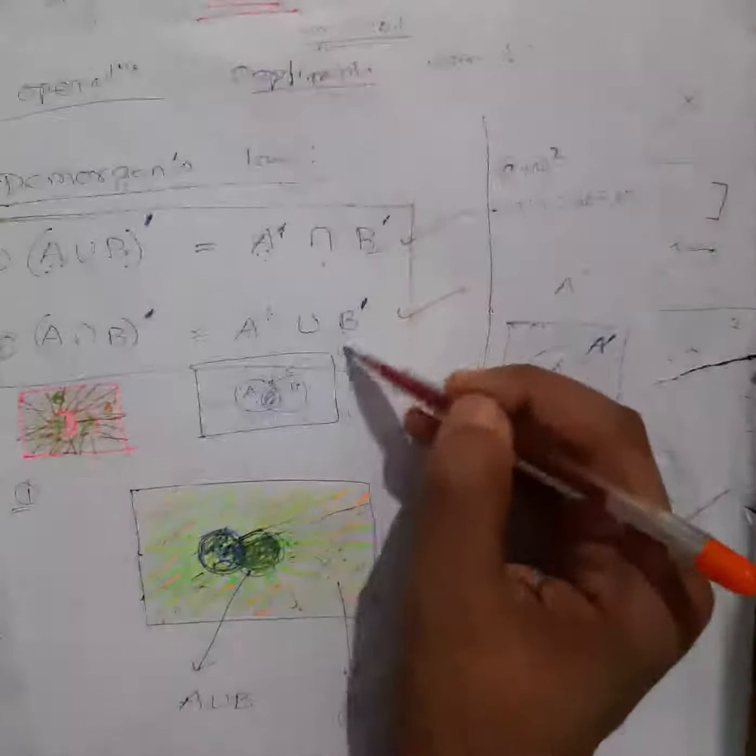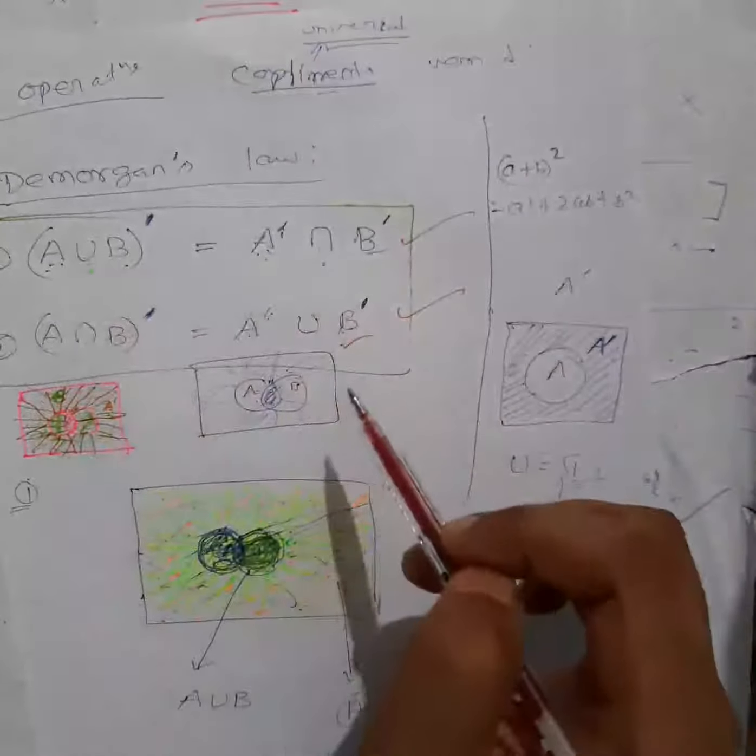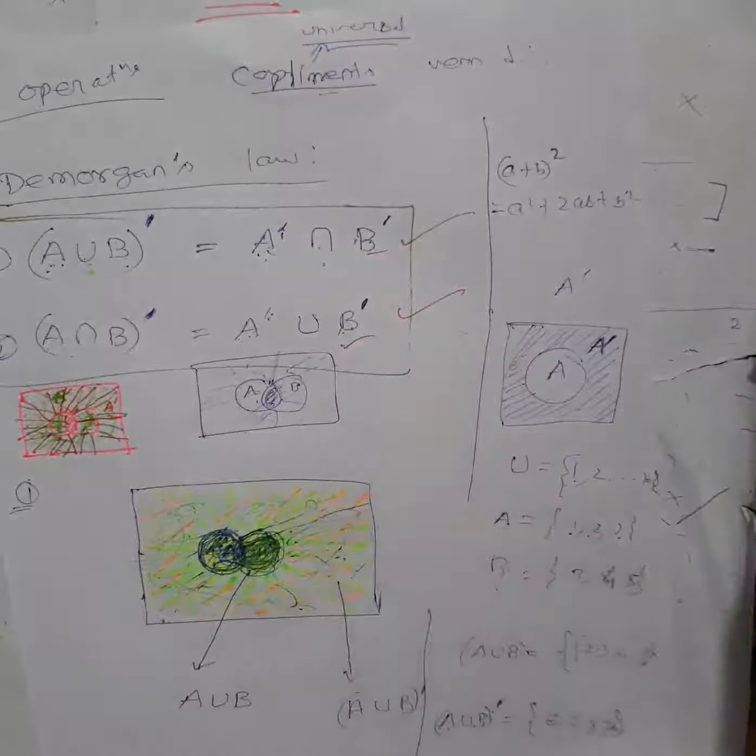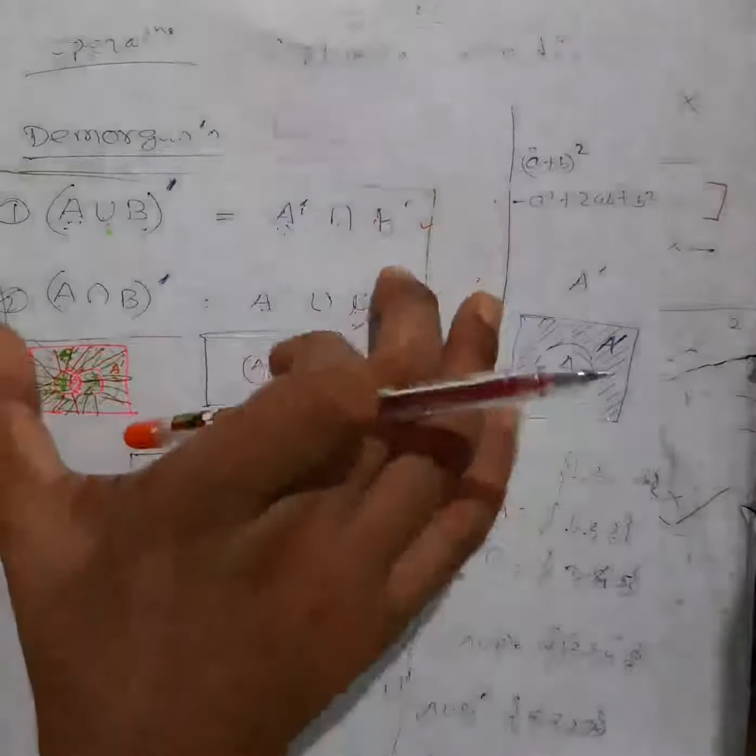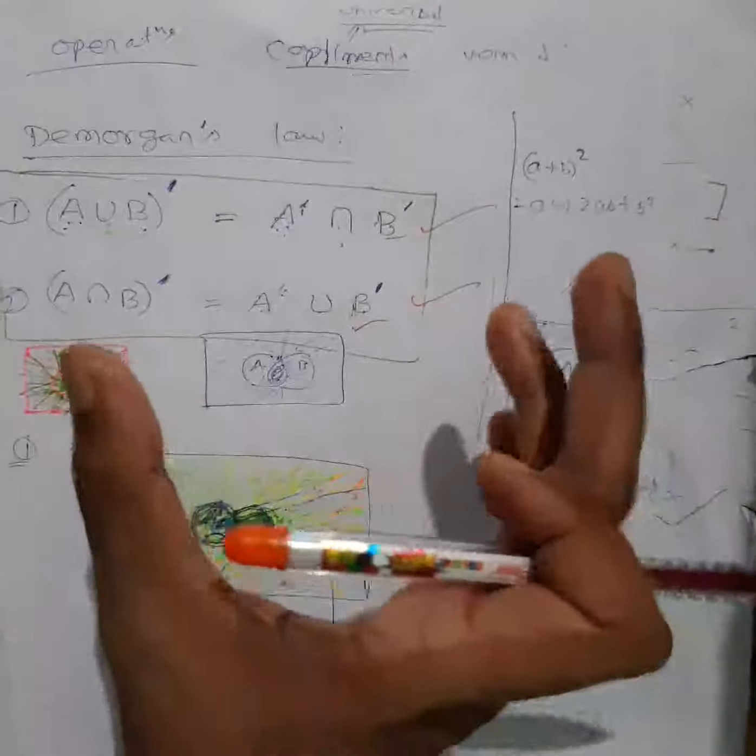So try to practice this too and see whether you can find this result with the help of a Venn diagram as well as with the help of an example. Make things clear now, and then you will see that the exercise will be very easy. Okay, so with this we will start the exercise.